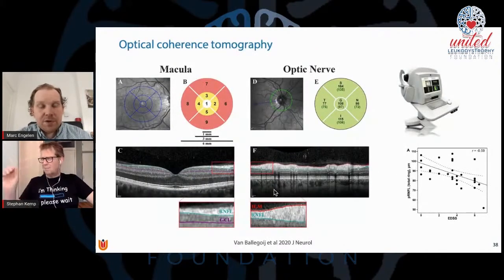Well, optical coherence tomography is a very fast, painless technique with infrared light that measures the thickness of your retina. And the idea is that if you lose fibers in your spinal cord, that is also reflected by losing fibers in your retina. And the retina is easily accessible and can be measured by OCT. And we also could show that the thickness of the retina correlates with the severity of the myelopathy.